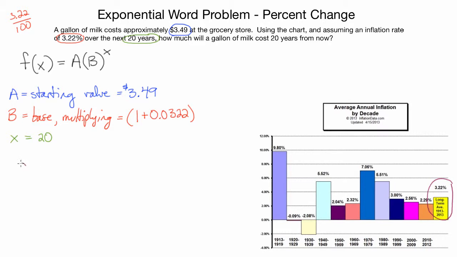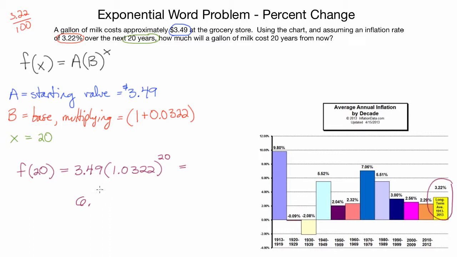So in my function, we're going to input 20 in for x after 20 years. I'm starting with $3.49. We're going to multiply it by 1.0322. There's my increase of 3.22%. We're going to do it for 20 years. Now if I calculate all that out using my calculator here, we come up with that it equals 6.57813, which is a nice decimal.